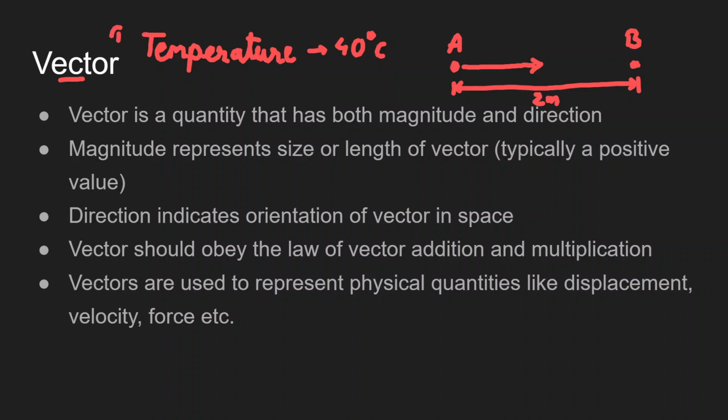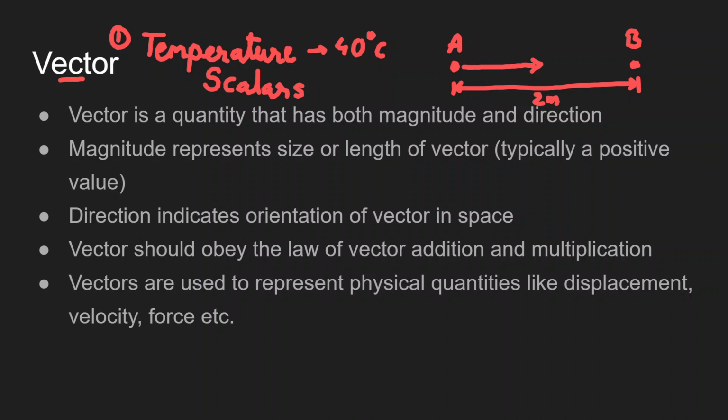Now in the first example, I measured the temperature. So I got just 40 degrees Celsius. There is no direction dependence. So such quantities in which we only talk about the magnitude are called scalar quantities. While in the second example, now direction is important. Magnitude is important, but the direction is also important.